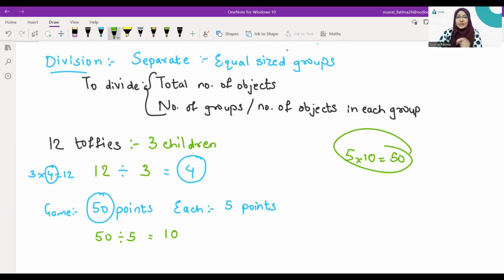So for achieving my target of 50 points, I need to pass 10 levels. At the end of 10 levels, I will achieve my target of 50 points. So this is what we do when we multiply and divide numbers.